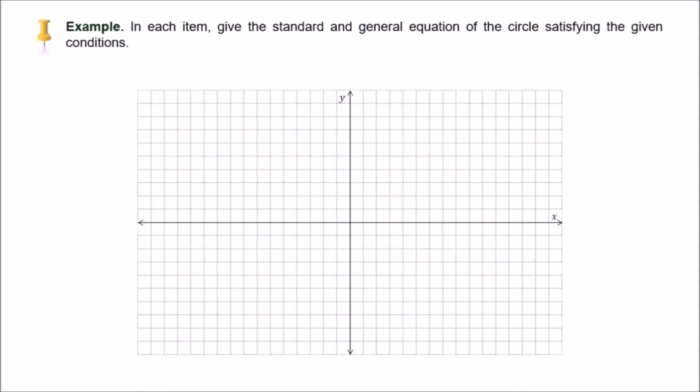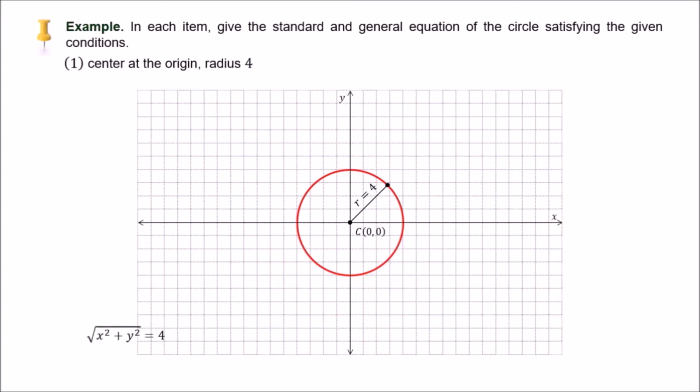Example: in each item, give the standard and general equation of the circle satisfying the given conditions. Number 1. Center at the origin with radius 4. Let's try to draw first our circle. From the standard form of an equation of a circle, we have the square root of x squared plus y squared is equal to the radius, which is equal to 4.